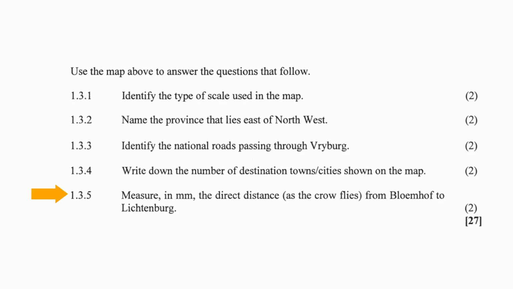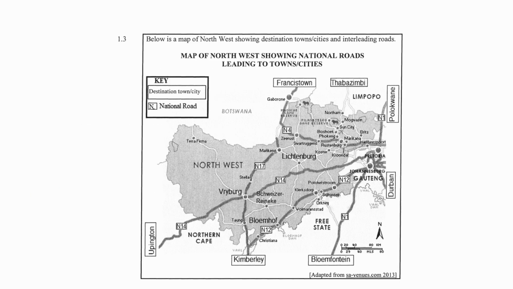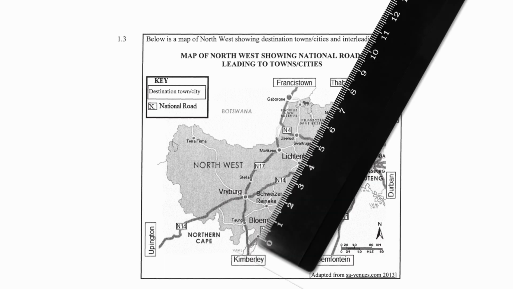In question 135, you are instructed to measure in millimeters the direct distance as the crow flies from Bloemhof to Lichtenburg. Using a ruler, we measure the direct distance between Bloemhof and Lichtenburg to be about 39 millimeters.